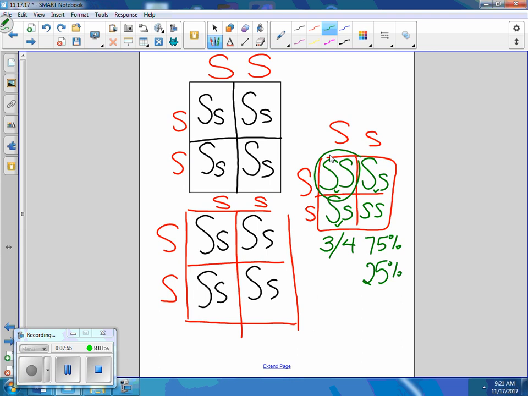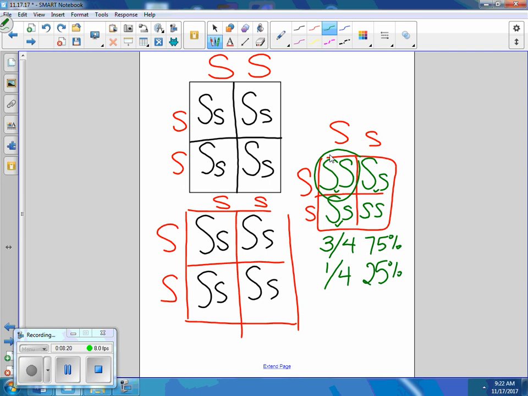How many are wrinkled? 1 out of a possible how many? 4. So the fraction is 1/4. Good? When we use Punnett squares and there's only 2 gametes, there's only 4 possibilities. So it's always 1 out of 4, 2 out of 4, 3 out of 4, 4 out of 4, or 25%, 50%, or 100%. It could be 0% as well.